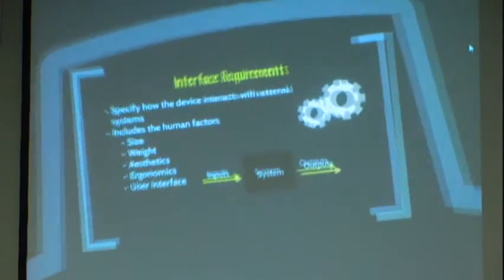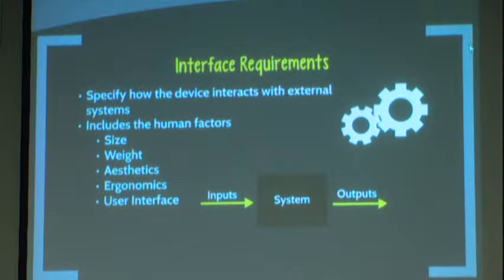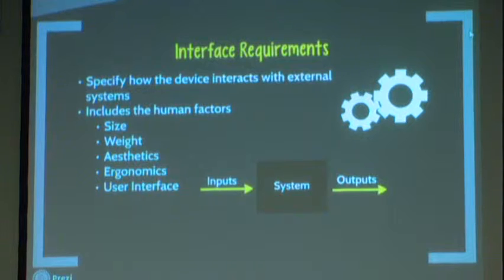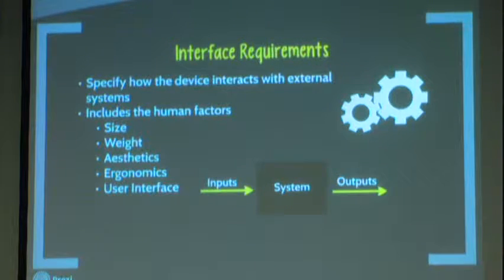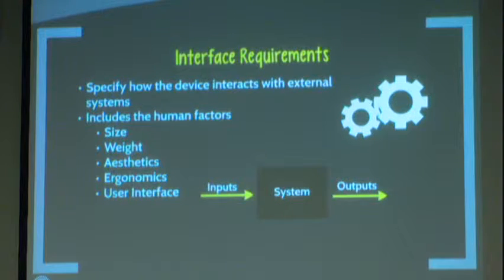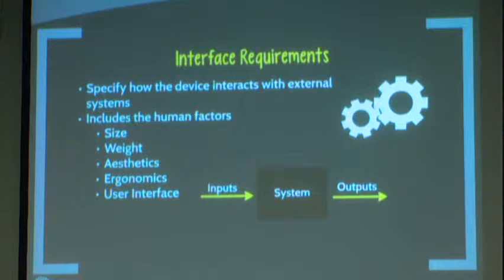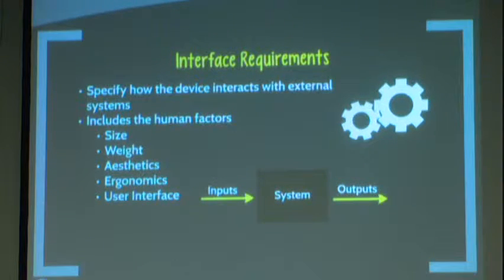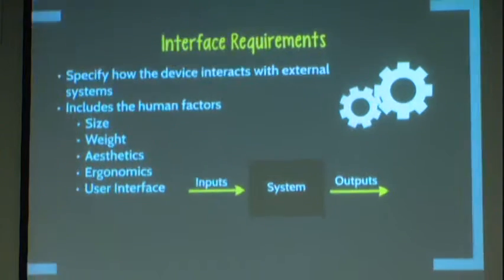If we take a look at interface requirements, these specify how the device will react with outside systems. So are there mating pieces or internal systems that it has to mate with? You're also interested in human factors at this point, okay? So if you have a user interface in a piece of software, a user interface on a piece of hardware, what are those user requirements? What about size and weight? How does it look, right? So industrial design comes a lot into interface requirements. Ergonomics, is it easy to use?